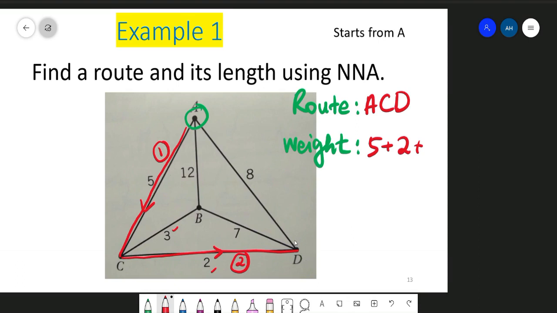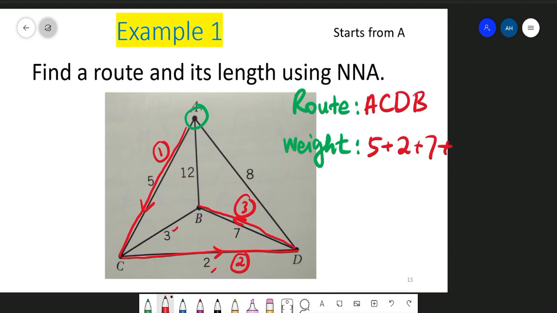can we go from D directly to A? No, we cannot, because if we go from D to A, we are returning to the original vertex, and we haven't visited vertex B yet. So from D, we don't have a choice. We have to go to B. This is path number 3. From D to B, the distance is 7.